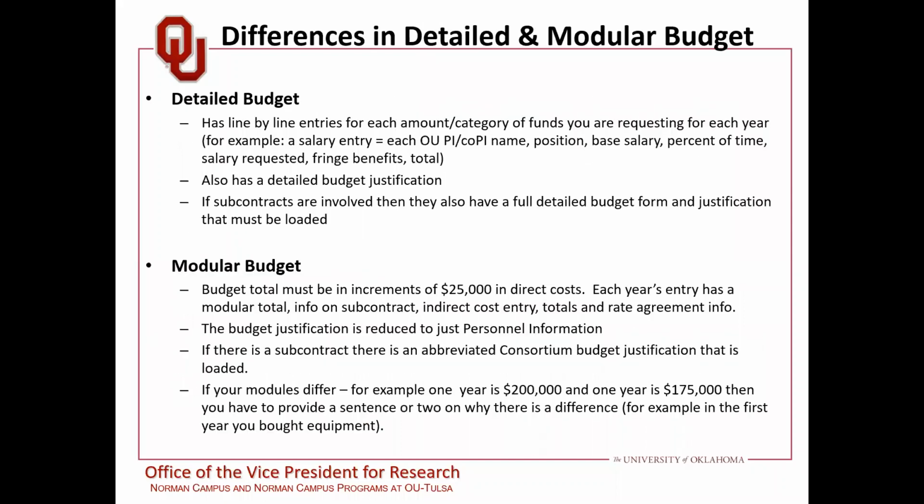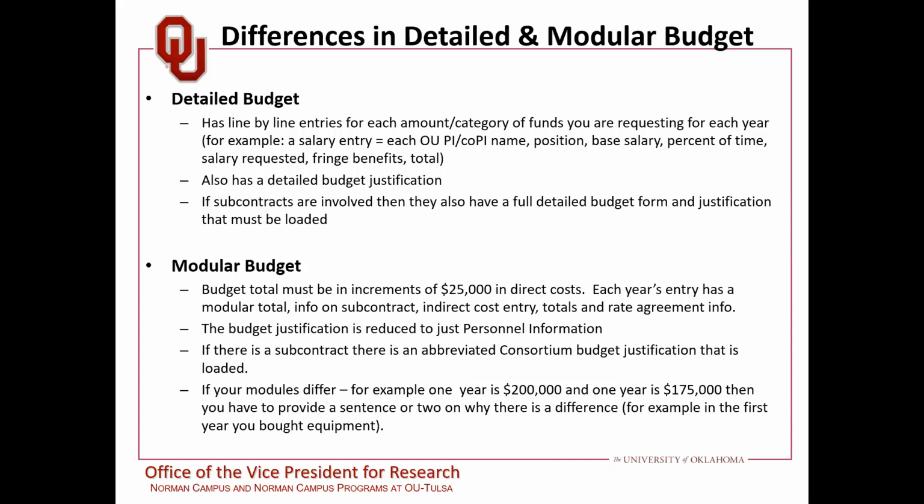On the detailed budget, I mentioned it's kind of similar to the budget that we route. It has line by line entries. One year is 3 to 4 pages of entries long, the way they have it divided up. It also has to have a detailed budget justification loaded with it that matches all of the categories that are loaded. And I mentioned before, if it's got a subcontract, it has to have all the subcontract's budget and budget justifications and everything loaded. I will tell you, for the first 1 or 2 proposals that you submit, I would advise that you try and do a modular budget, because it makes the process a lot easier the first couple times you do it.